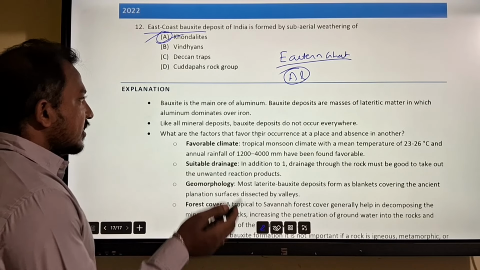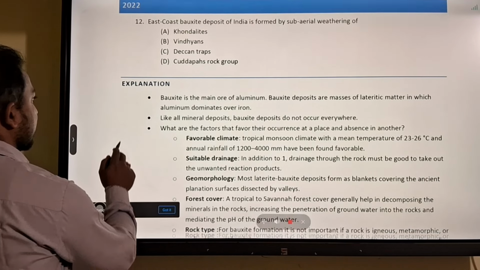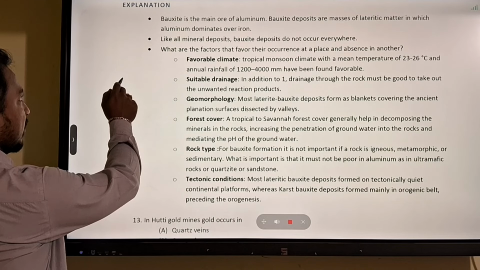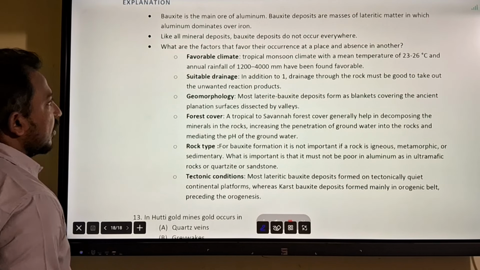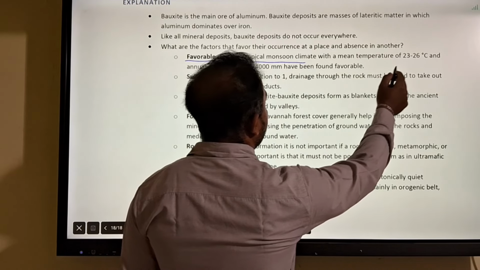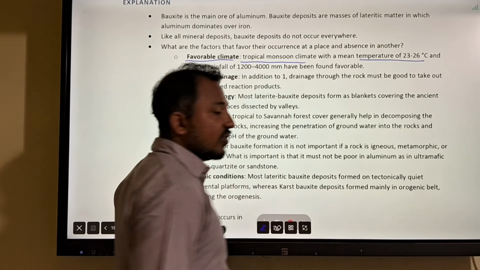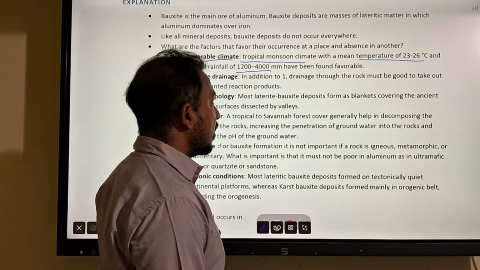There are certain conditions for the formation of bauxite that we will discuss here, which is very important. Remember all these things: what are the different conditions that produce bauxite or aluminum? First, favorable climate. What is the climate? That is tropical monsoon climate, with temperature between 23 to 26 degrees and annual rainfall between 1200 to 4000 mm.